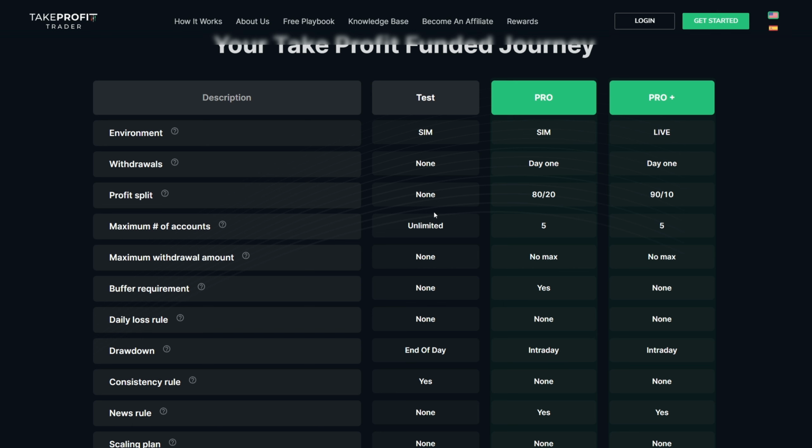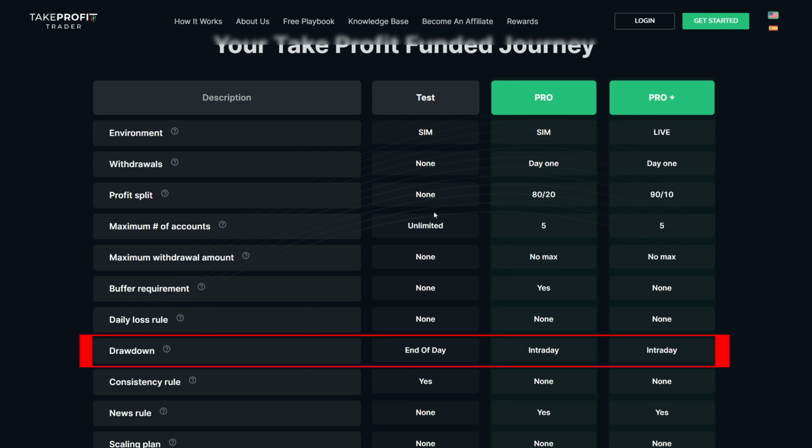Now, let's come over and look at one of the biggest pros and cons out here with Take Profit Trader. That is going to be the drawdown. You can see right there in the test phase, there's an end of the day trailing drawdown, which makes it a lot easier to pass the evaluations. However, once you go into the pro or pro plus account is where the con comes in, you go into what's called an intraday trailing drawdown, where it trails your unrealized profit. This is exactly what Apex does with their evaluation accounts. And a lot of people hate the intraday trailing drawdown.